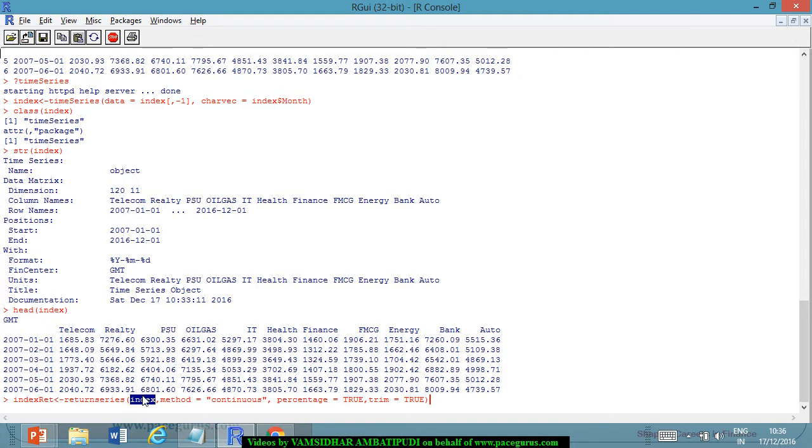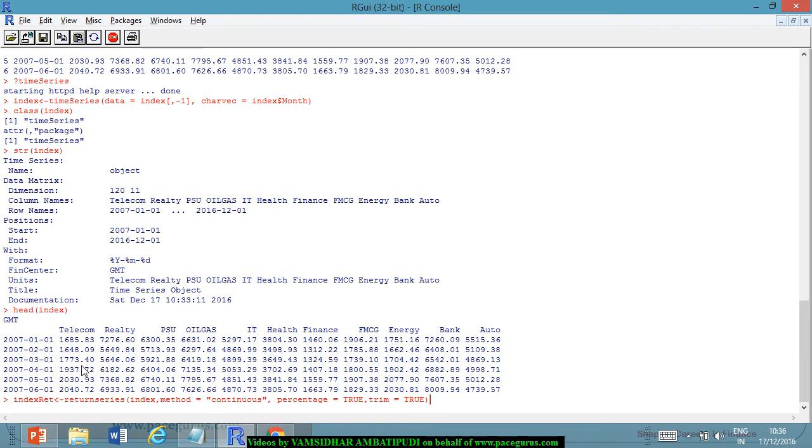So what is it that I am saying? Here in this case, if I take these two telecoms values as example, logarithm of 1648 by 1685 will give my continuous return. 1648 minus 1685 divided by 1685 will give me the discrete return. So either way I can give whether it's a continuous return or a discrete return.